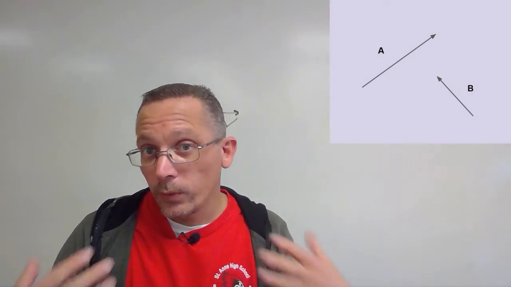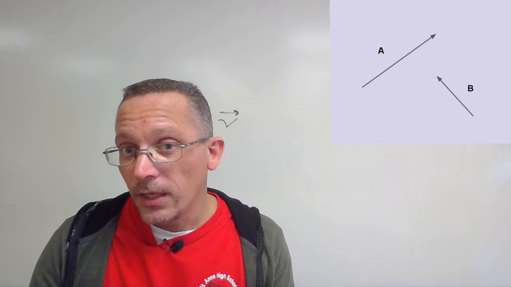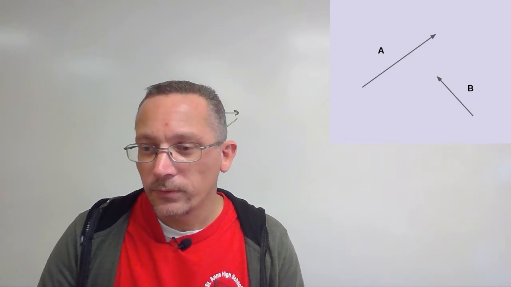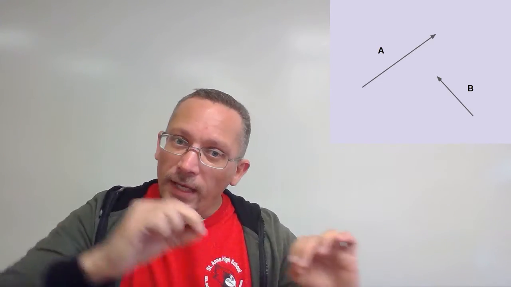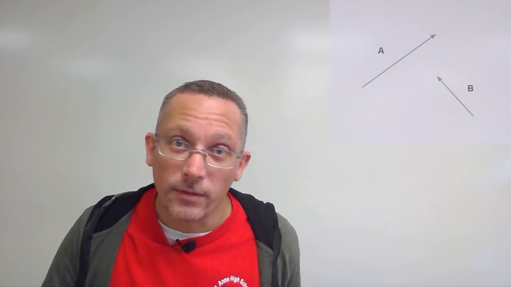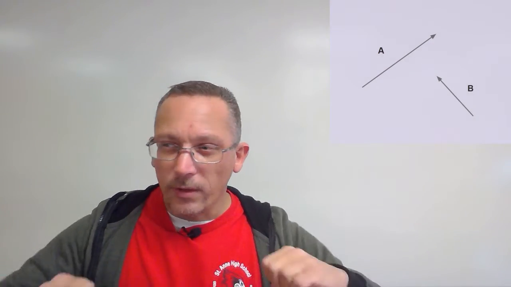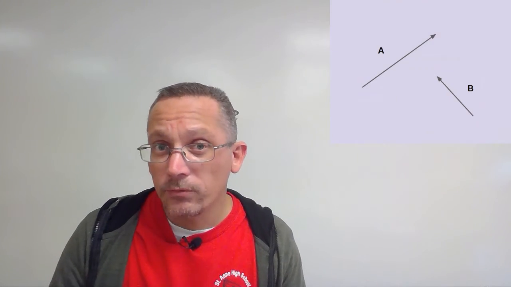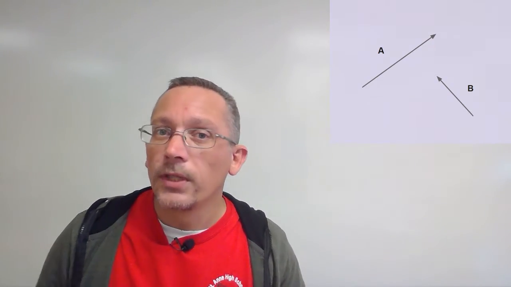Oftentimes we'll represent vectors graphically. And when we represent vectors graphically, they are arrows, okay? The length of the arrow represents the quantity of the vector, and the direction that the arrow points represents the direction of the vector. So on a graph or on a map or something like that, we can represent vectors with arrows. So there's a few different ways to represent vectors there.